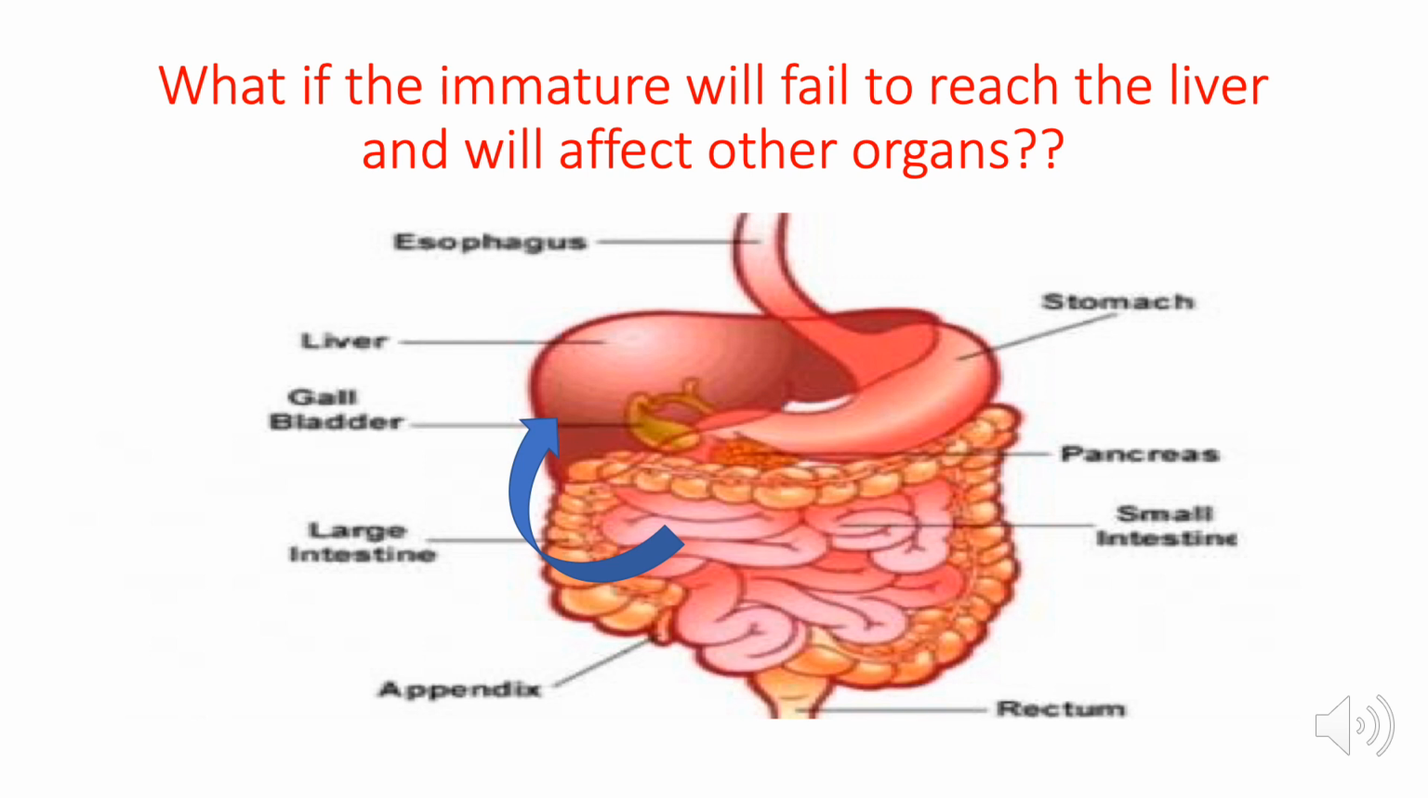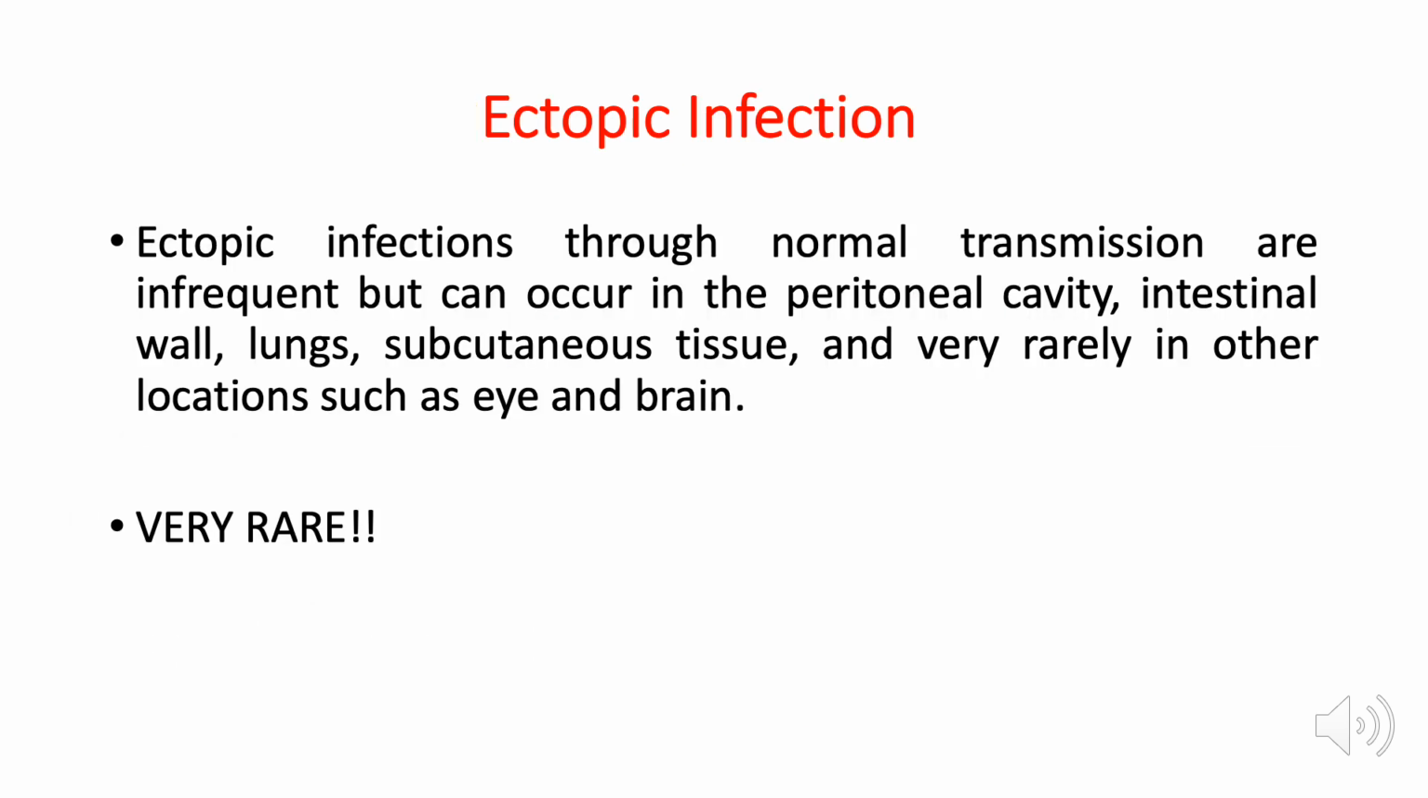Please do recall that the metacercaria in the duodenum will pierce through the wall of the intestine into the peritoneal cavity. And there's a high chance that the worm might get lost and will not invade the liver. Instead, they will infect other organs. And we call that condition ectopic fascioliasis.